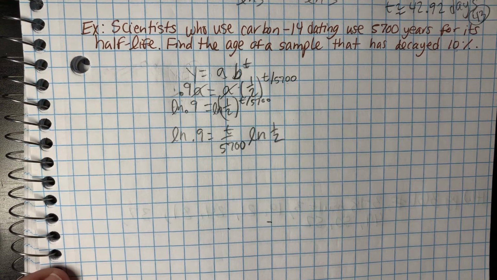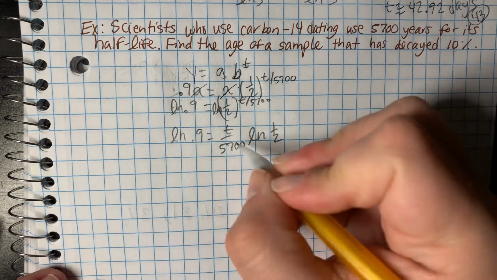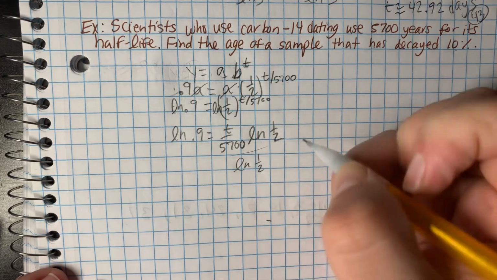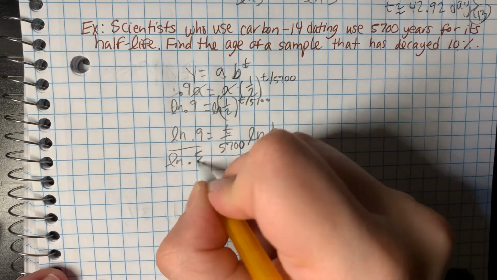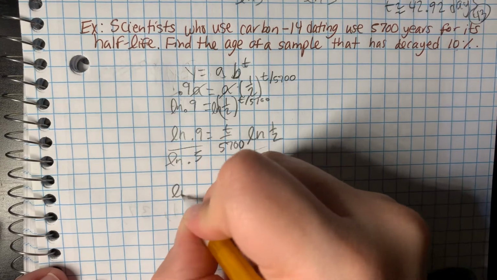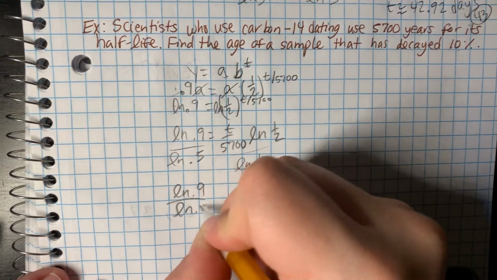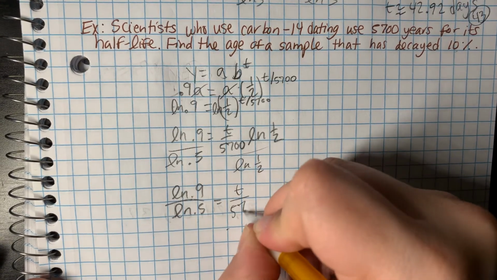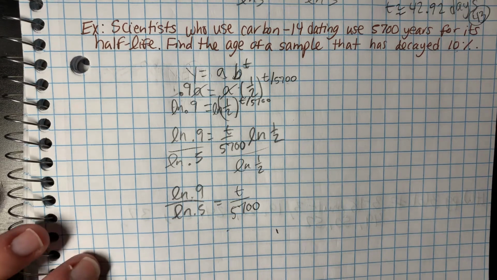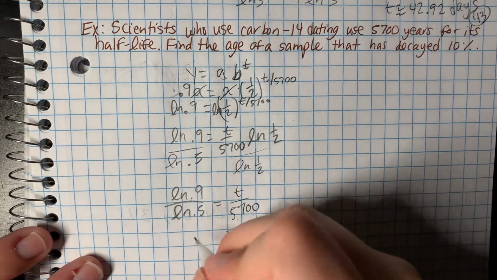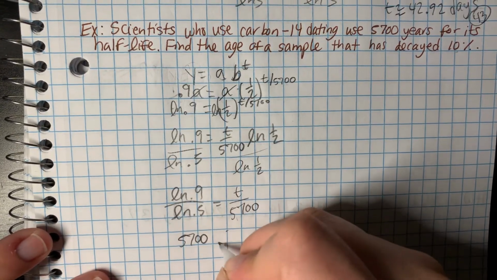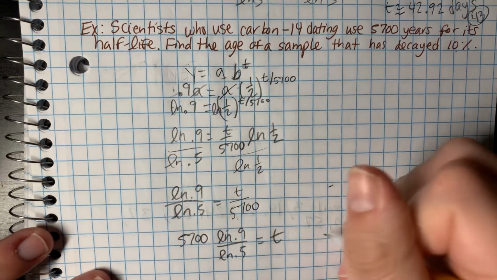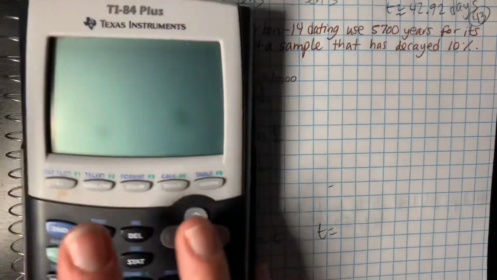So now we need to get t by itself. So we'll divide by ln of 1/2. We'll move it to a decimal just so it matches. So we'll have ln of 0.9 divided by ln of 0.5 equals t over 5,700. Okay, then we'll multiply both sides by 5,700. ln of 0.9 over ln of 0.5 times 5,700 equals t. Hey, this is another one, throw it into your calculators.